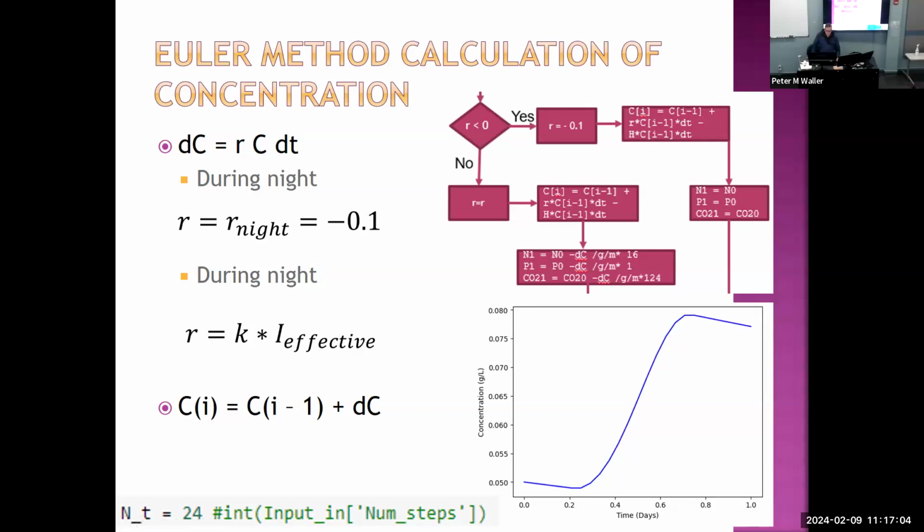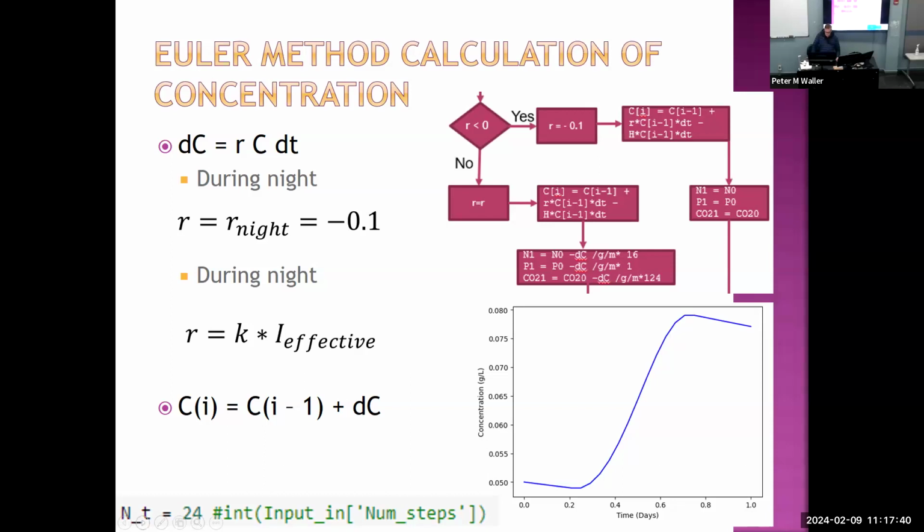But during the day, we'll use the same equation. We just have the R equal to the original R. So actually this would say during day, R equals K times I effective. So that's this one. And we're not worrying about the nutrient concentrations now. All we're going to do is calculate the algae cell concentrations, which is C. So C at I equals C at I minus 1 plus DC.